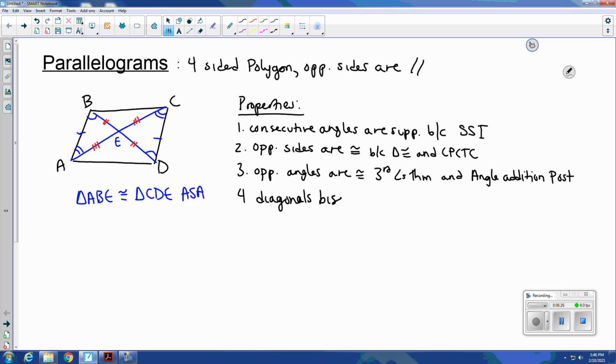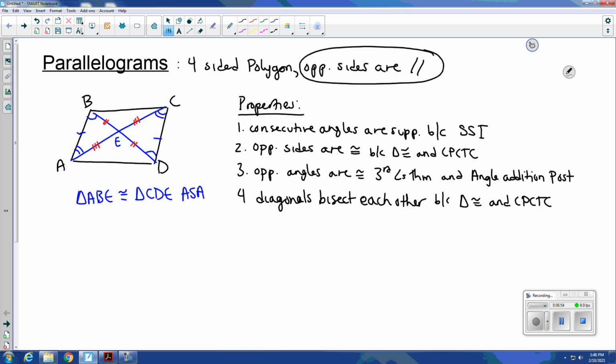I say they bisect each other. And we came to that conclusion by identifying triangle congruency and CPCTC. So there are your four properties of the parallelogram. So if we know we are dealing with a parallelogram, then we know by definition that the opposite sides are parallel. And it's also true that these four properties hold.